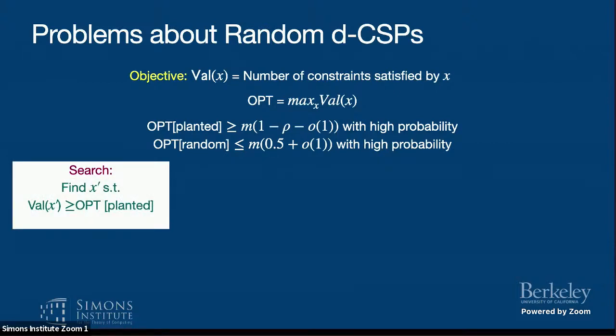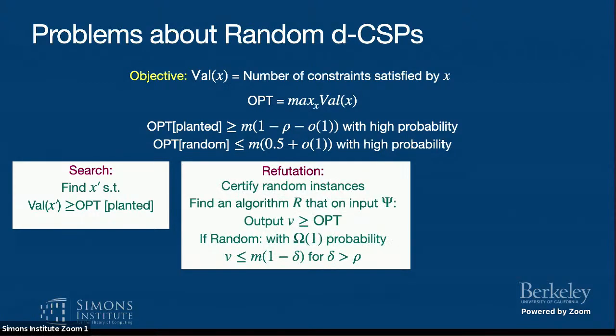You can ask a variety of questions. In the search problem, you're trying to find the planted assignment. On the other hand, which is exactly the opposite of search, if I take a random instance, you're trying to give a proof that not too many of the constraints can be simultaneously satisfied by any given x.